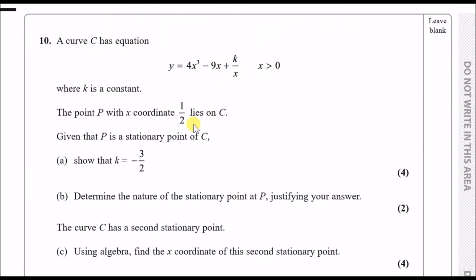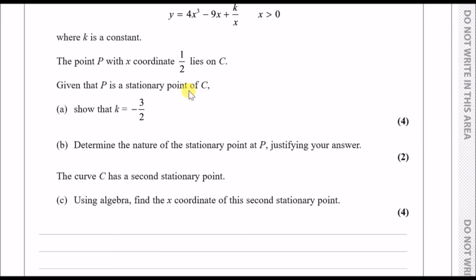And finally, guys, number 10. A curve C has equation y equals 4x cubed minus 9x plus k over x for positive values of x, where k is a constant. Now the point P with x coordinate a half lies on C. Given that P is a stationary point of C, show that k is negative 3 over 2.